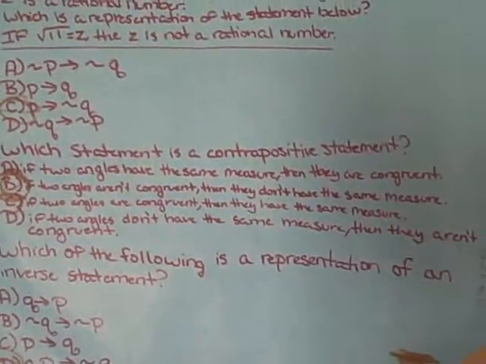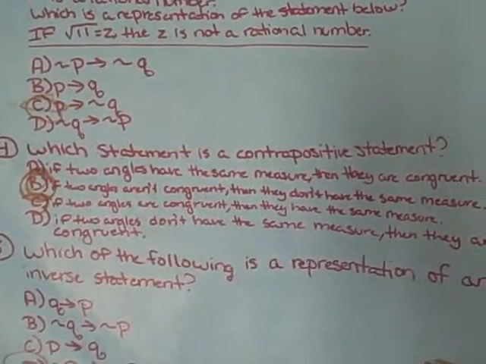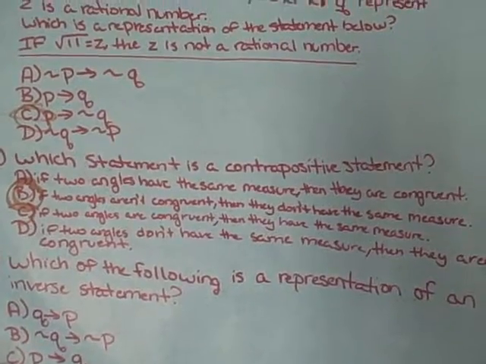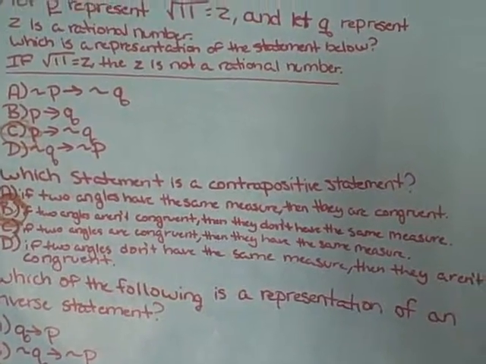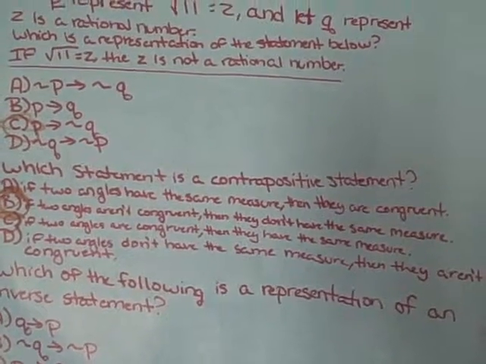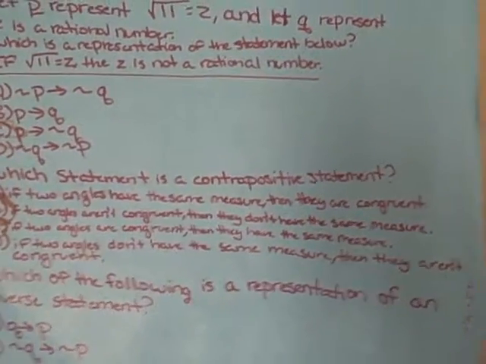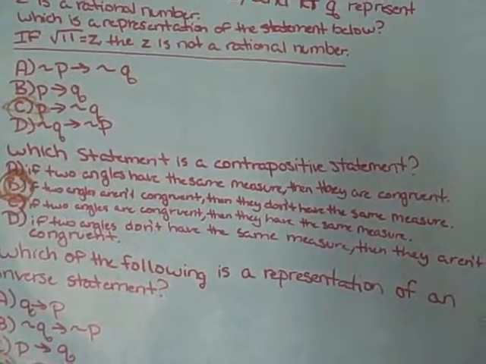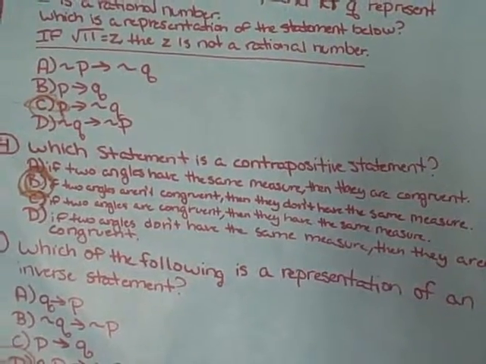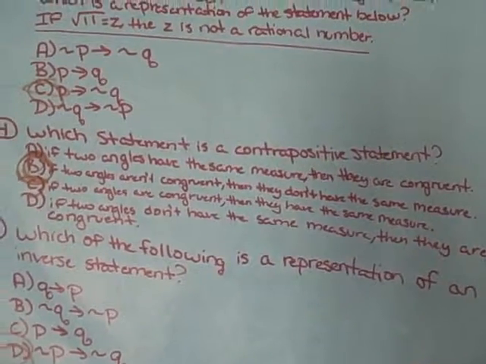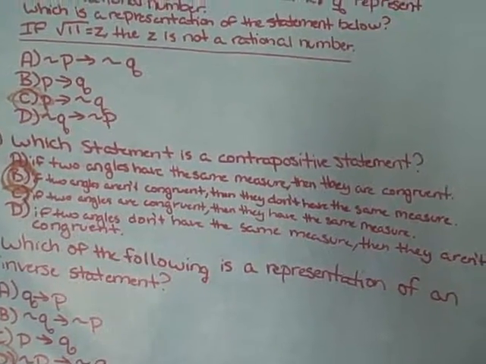Which statement is a contrapositive statement? If two angles have the same measure, they are not congruent. If two angles aren't congruent, they don't have the same measure. If two angles are congruent, they have the same measure. If two angles do not have the same measure, they are not congruent. The correct answer is B. If two angles are congruent, then they don't have the same measure.